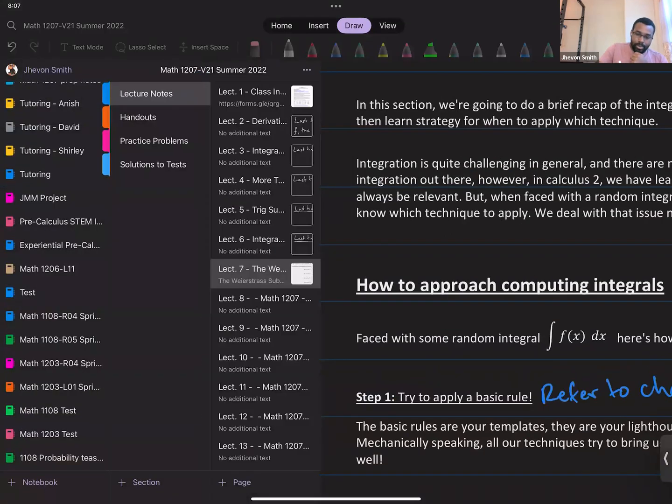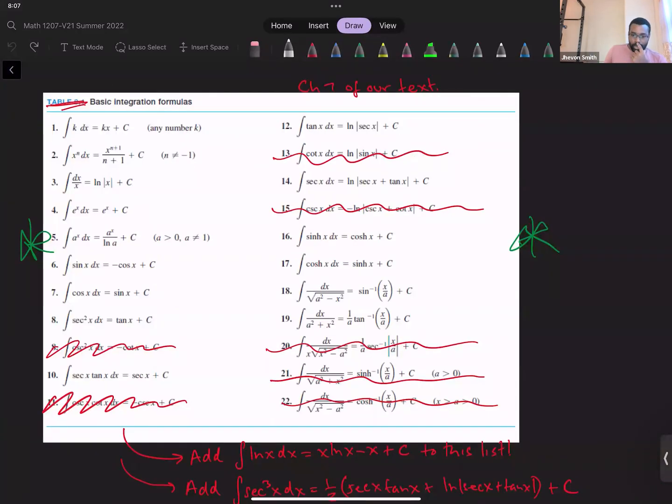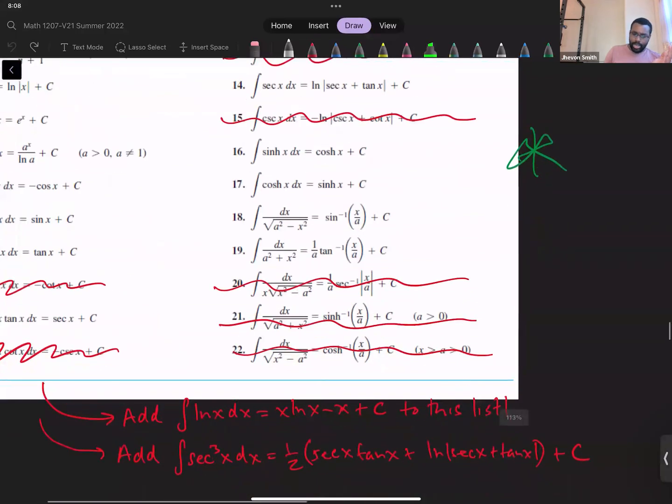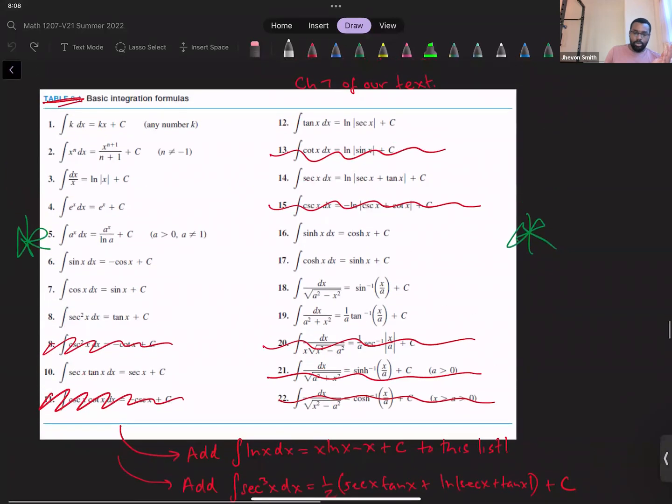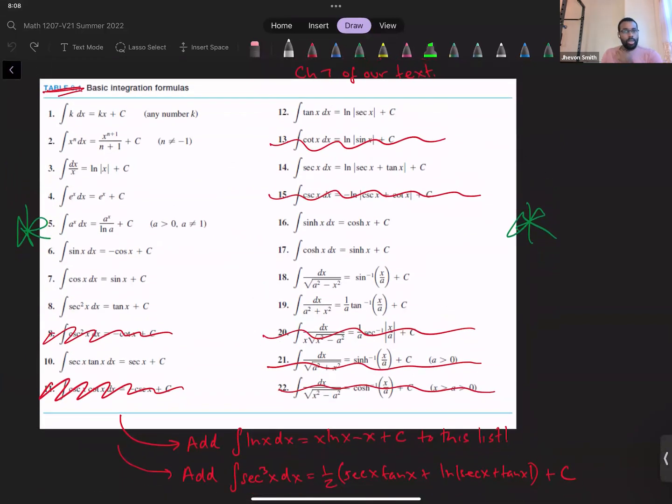So we have them here. There are some that I'm not going to require that you memorize, and I already scratched those out. I added 2 here, like the ln and the secant cubed, that I would recommend you know as well. But other than that, you should know all these rules essentially.